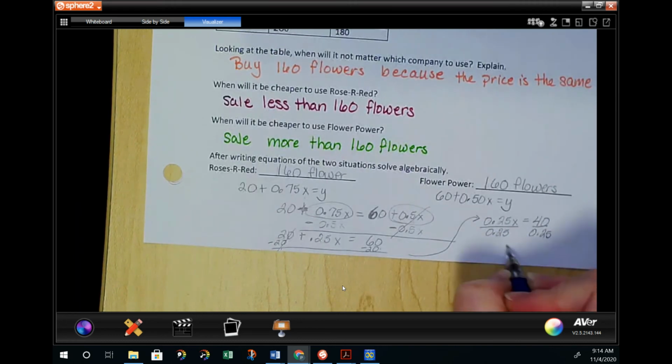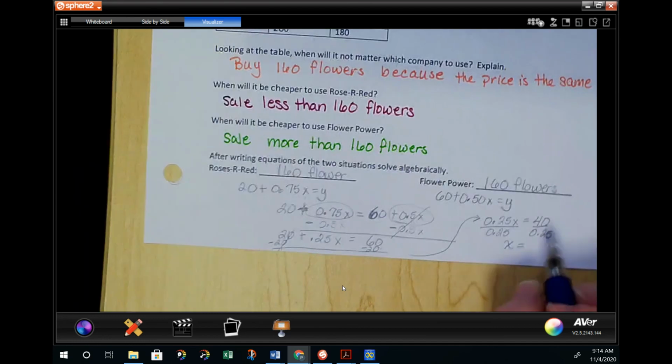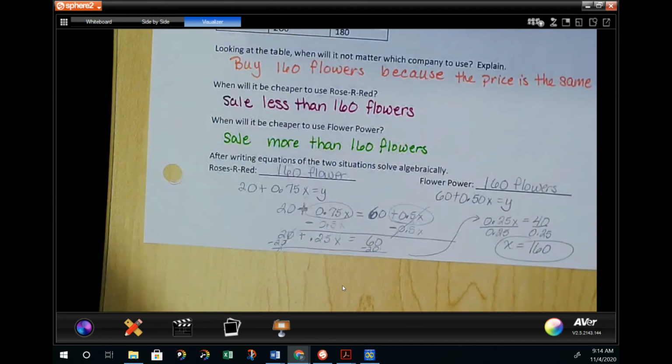So x is equal to, and you use your lovely little friend, 40 divided by 0.25 ends up being 160. This is why that worked. So you're going to have 160 flowers. That's the reason that's where they would actually equal each other. So that would be if you're solving algebraically.